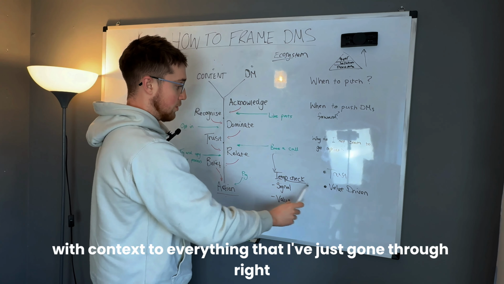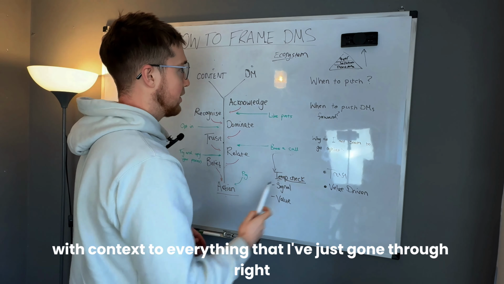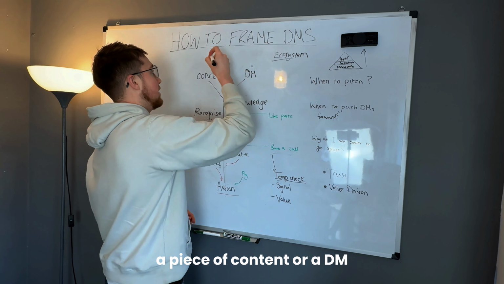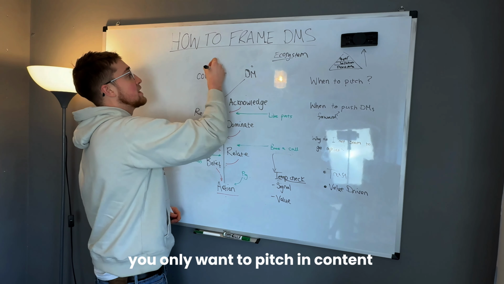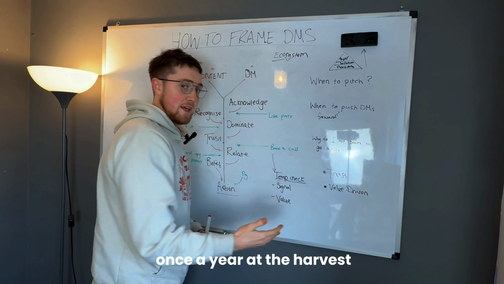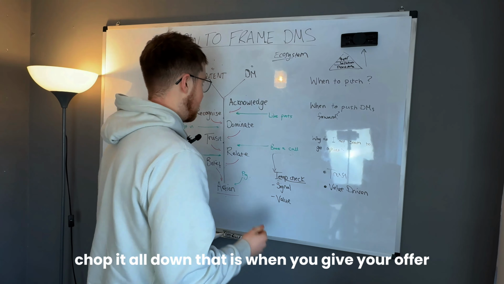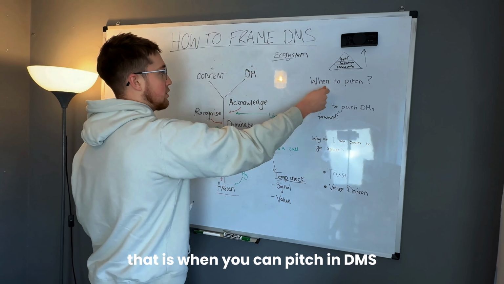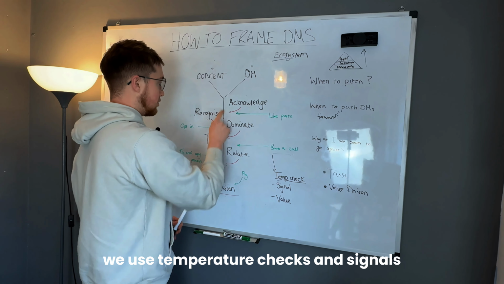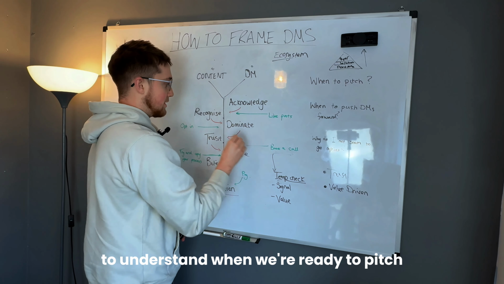Now, there's three questions that I'm getting all the time at the minute, and I want to answer this with context to everything that I've just gone through, right? When do you actually pitch a call? Well, you can pitch a call, pitch your offer in a piece of content or a DM. You only want to pitch in content when your audience is warm and you're ready. Think about harvest. Once a year at the harvest, chop it all down. That is when you give your offer. That is when you can pitch. In DMs, we use temperature checks and signals to understand when we're ready to pitch.